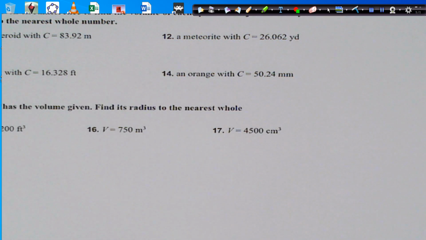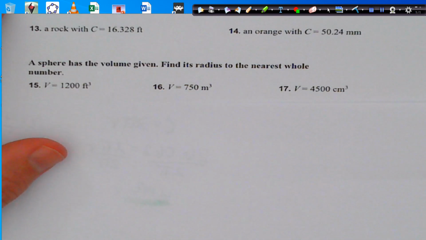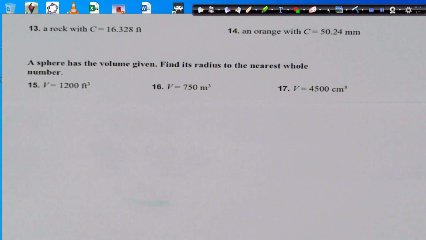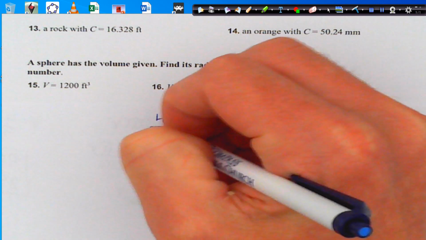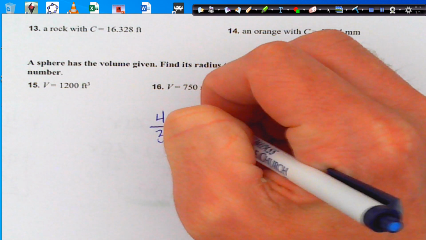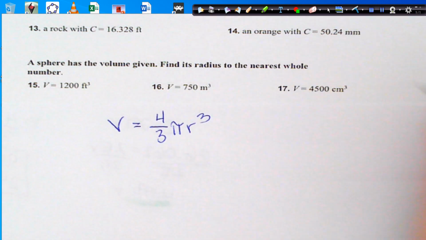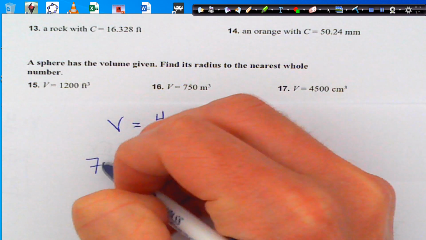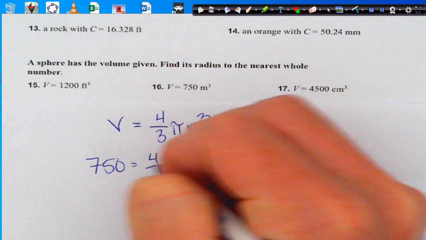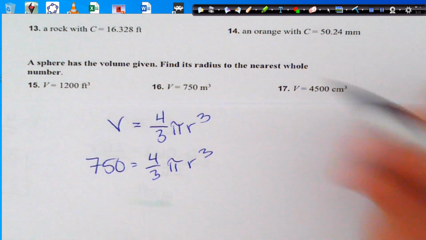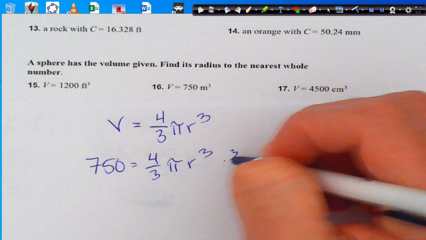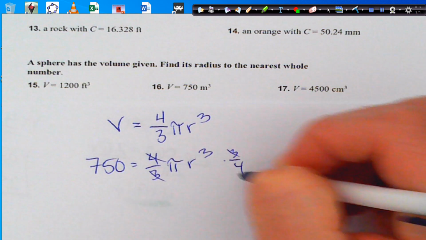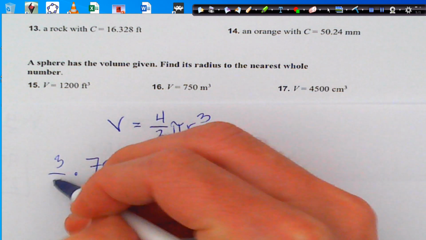Okay? And last but not least, number 16, a sphere has the given volume, find its radius to the nearest whole number. So we know what the volume formula is. It's 4/3 pi r cubed is our volume. So instead of volume now we're just going to write 750. So we kind of have to work this problem backwards. So this we can actually multiply by the reciprocal, and it will cancel that out. And then we have to do that over here.